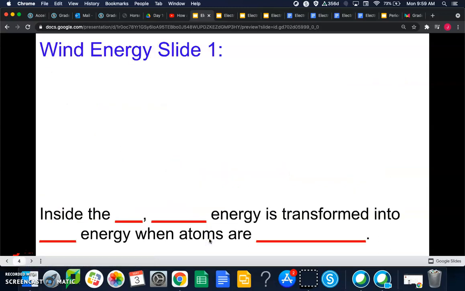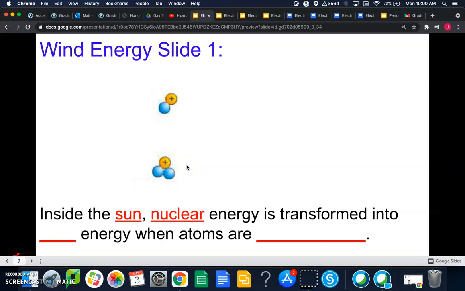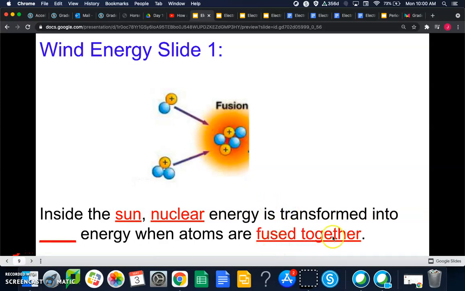Okay, so the wind energy slide, well, the first slide on here is going to be the exact same as the solar energy slide. And that's because all of the wind energy on Earth comes from the sun. And so inside the sun, we've got different atoms. And what happens to those atoms is they get smashed. They have nuclear energy inside of them, and they get smashed together in a process called fusion. So those atoms get fused together. They get smashed together.